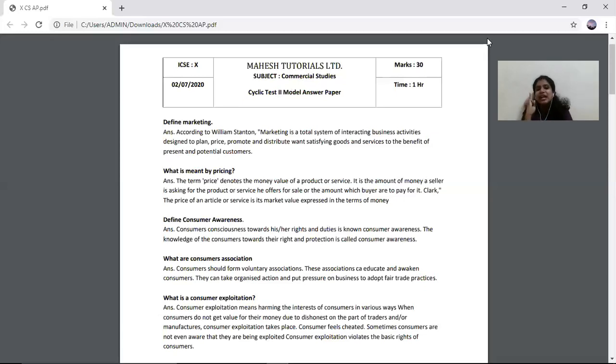So if you remember these 3 points that I just mentioned: mention the name of the person who's given the definition, put inverted commas for the definition, and thirdly, mention everything word to word with no change here and there, then you have very rightfully earned your 2 marks. You will get full 2 marks for this question. Now moving on to the next question, what is meant by pricing?